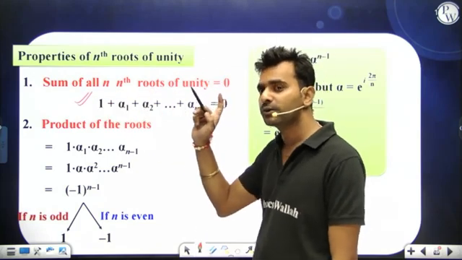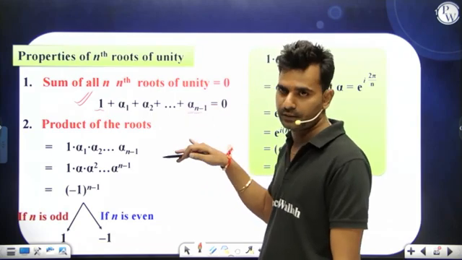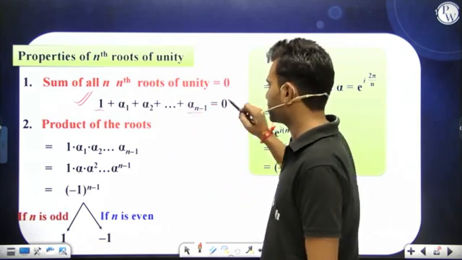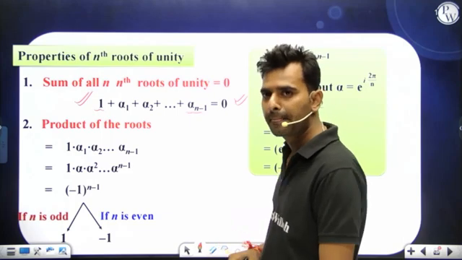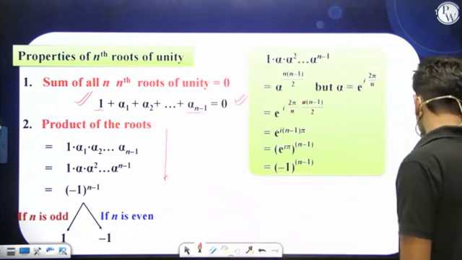So n roots are there, out of which one has to be 1 and the last one has to be alpha n minus 1th. Summation has to be equal to 0. And this is also one important result which you should remember, right?